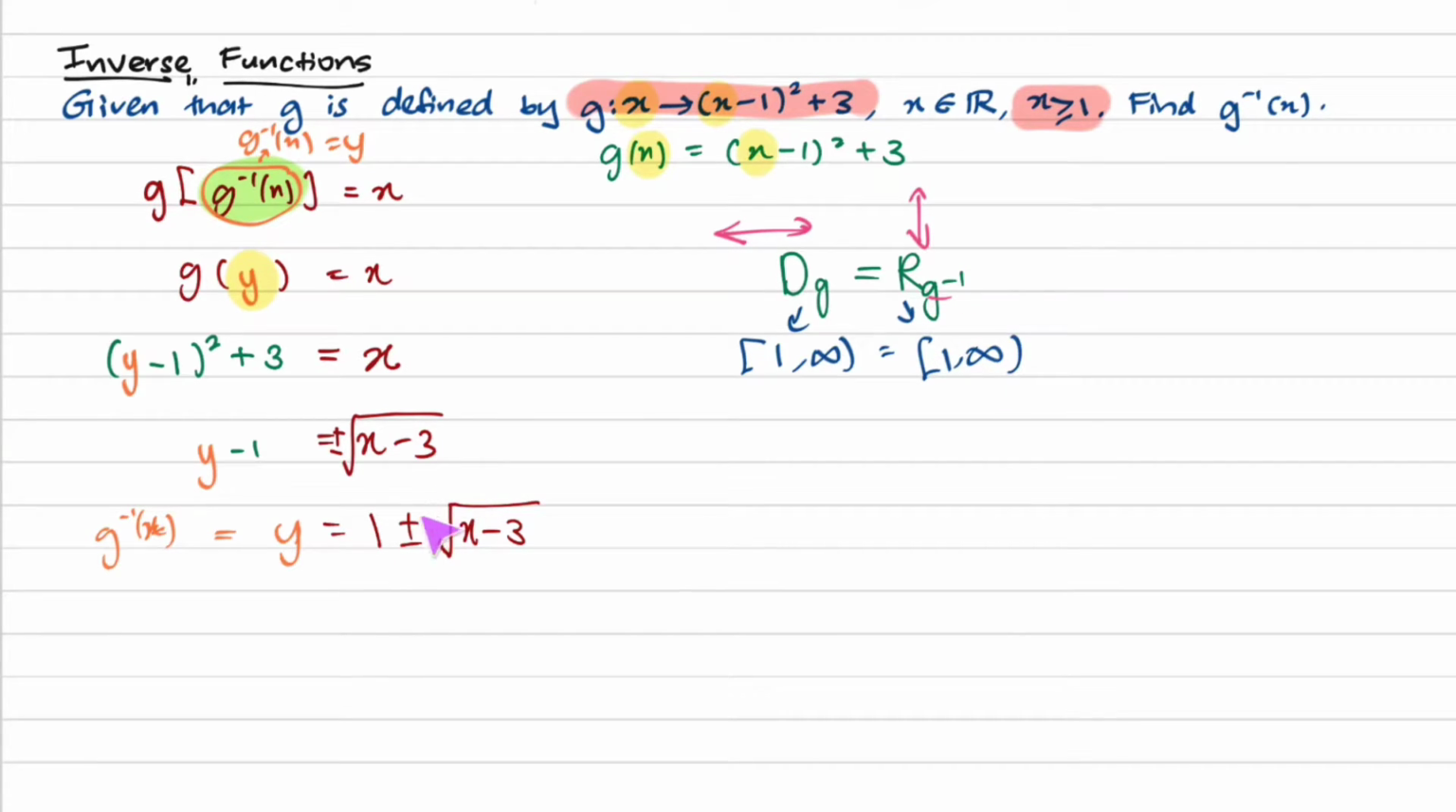So in this case, we must only choose the positive side of this answer, which is 1 plus square root of x minus 3. So we have to delete the negative part and write the reason why here: since the domain of g is given, which is x greater than or equal to 1, which implies the range of g inverse is also greater than or equal to 1. And that's our g inverse.